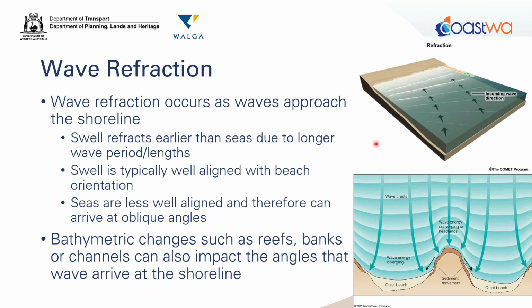Swell, being a longer period, refracts earlier than seas, which are lower period, and that's just due to the longer wave period and longer wavelength, meaning that it's feeling the bottom and the impacts of the bottom earlier than sea would. As a result, the swell waves that we get are typically very well aligned with the beach orientation, because they start to refract far earlier, and therefore have much more of an opportunity to align better with the shoreline. Whereas the seas, with shorter period and shorter wavelengths, don't feel the bottom until much later, and therefore the opportunity for those waves to bend around is much less.